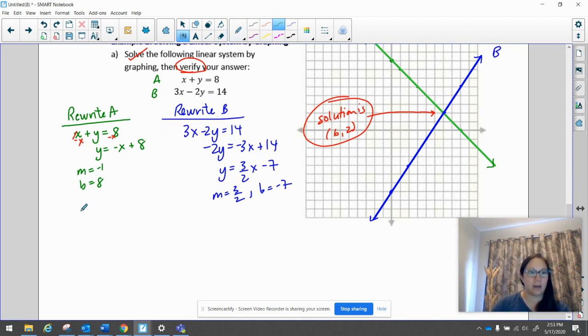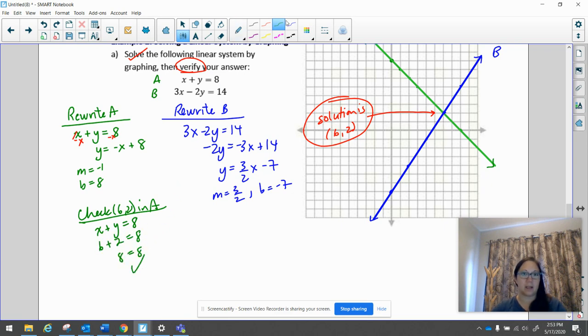So I'm going to check (6, 2) in A. So x plus y is equal to 8. And the x value is 6 and the y value is 2. And 8 is equal to 8. So it checks out for equation A.